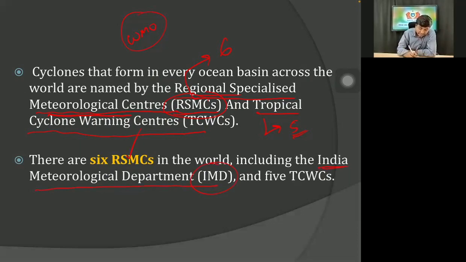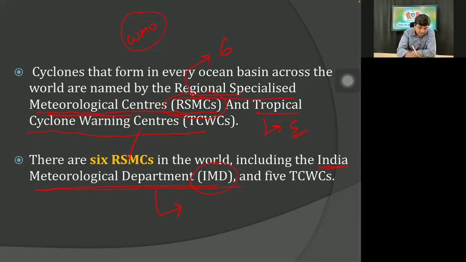The Indian Meteorological Department is responsible for naming of cyclones in the Indian Ocean, mainly the northern part of the Indian Ocean, and in the northern part, the Bay of Bengal region as well as the Arabian Sea region. That is also a very important point.